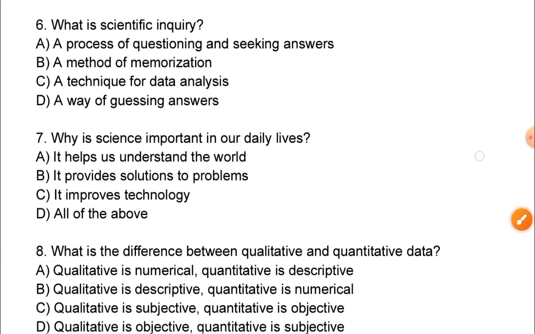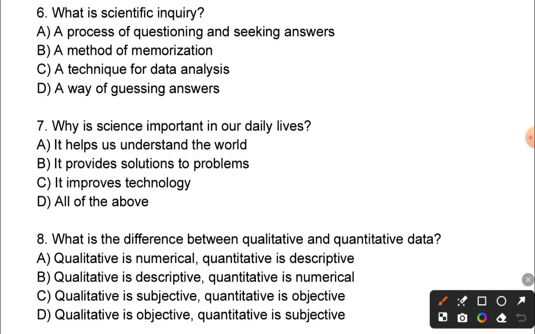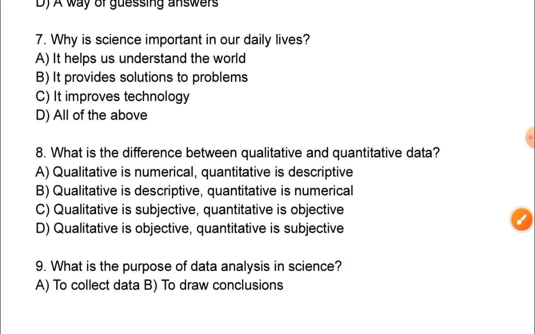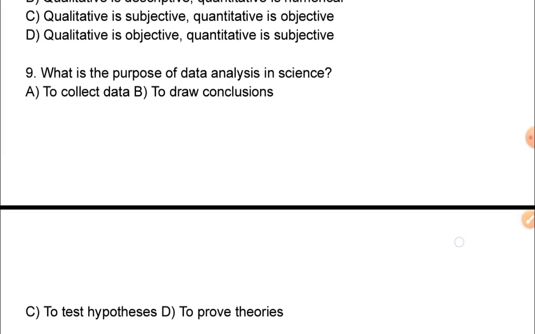Question 8. What is the difference between qualitative and quantitative data? Alright. So going through everything, question 8 is B, because qualitative is descriptive, quantitative is numerical. That's true. Now, as I go through the questions, kindly try to solve them on your own. You can pause the video regularly before I answer them.